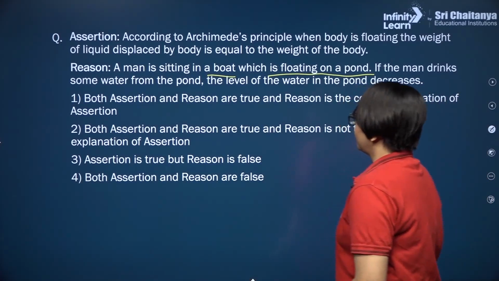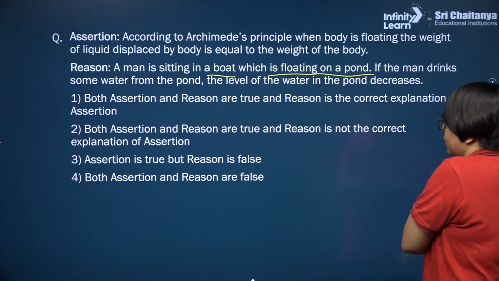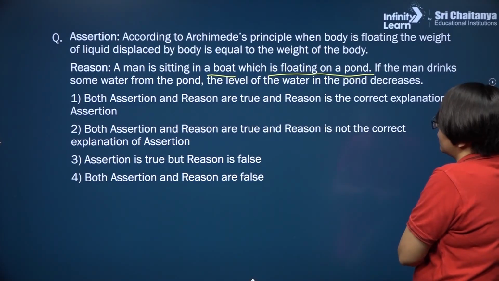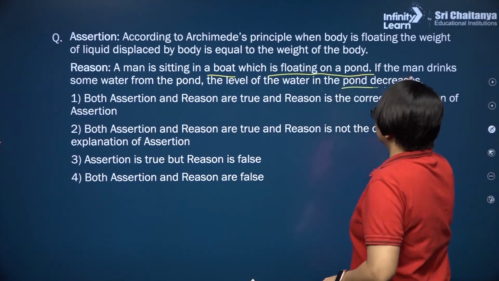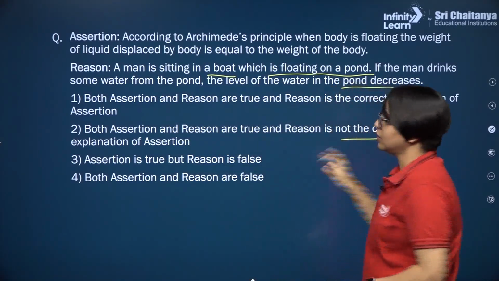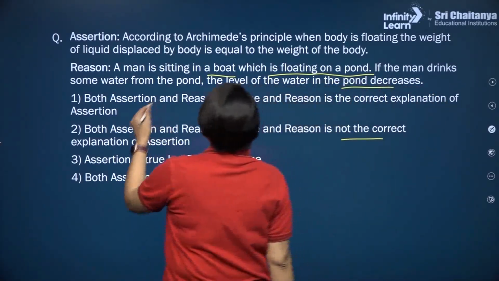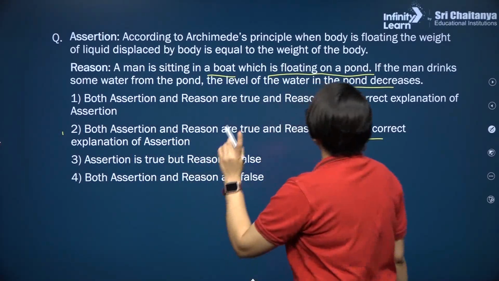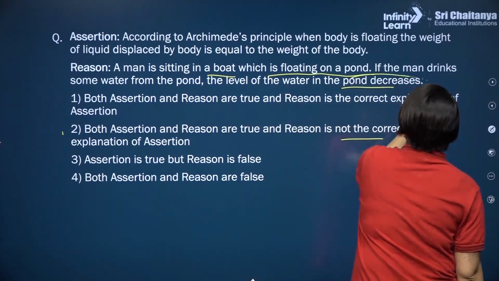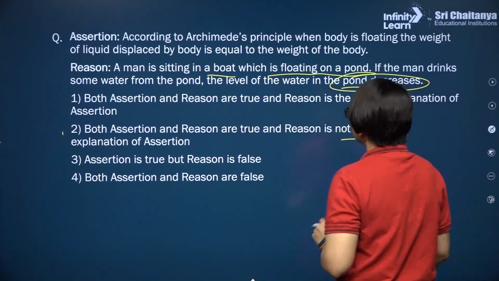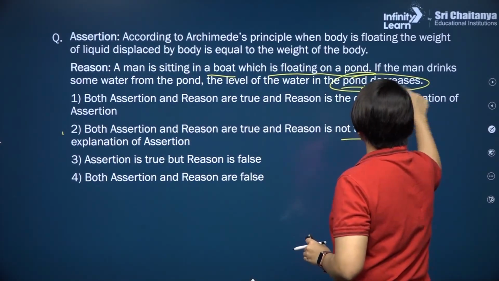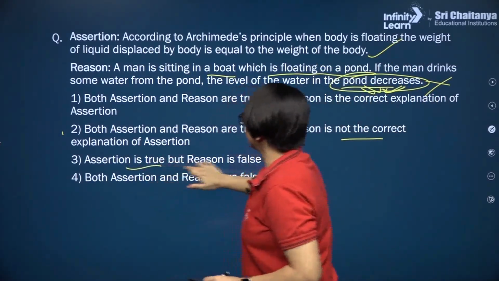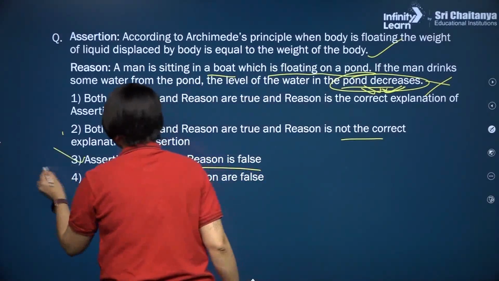So, over here in this case, if you look at the correct answer would be option 3. Level of the water in the pond decreases. So, both assertion and reason are true, but reason is not the correct explanation of assertion, right. So, no, just a second, give me a moment. The level of the water does not decrease, it is given that it decreases over here, it does not decrease. So, this is false, this is wrong, this is true, right. So, assertion is true but reason is false.